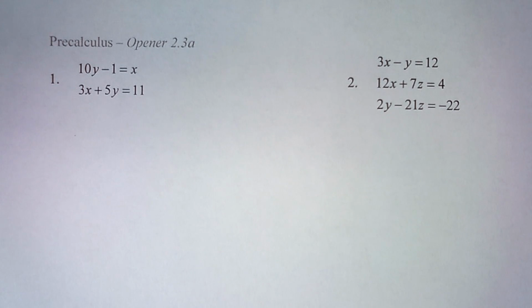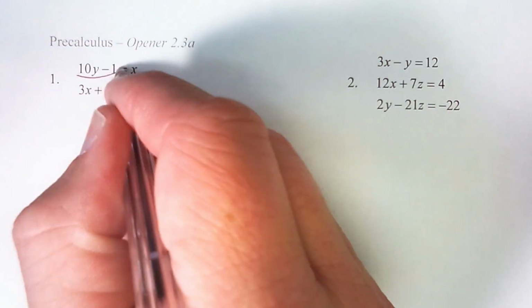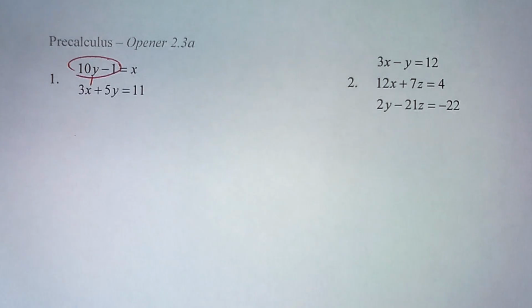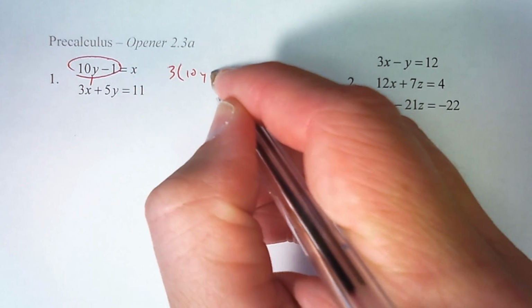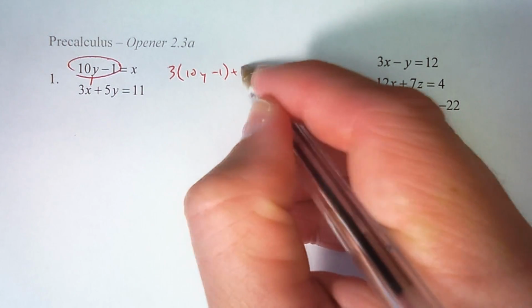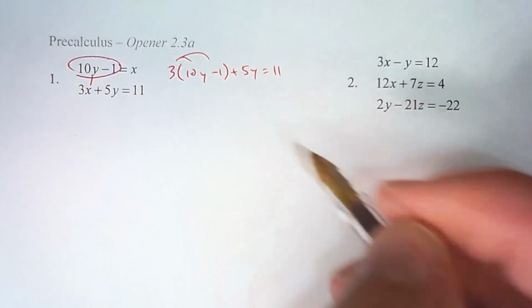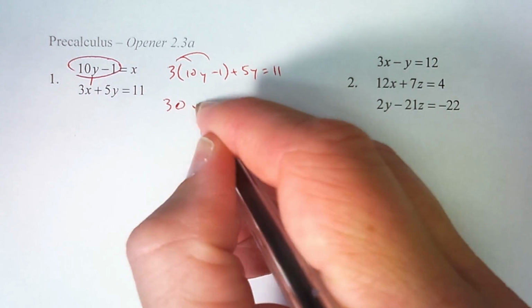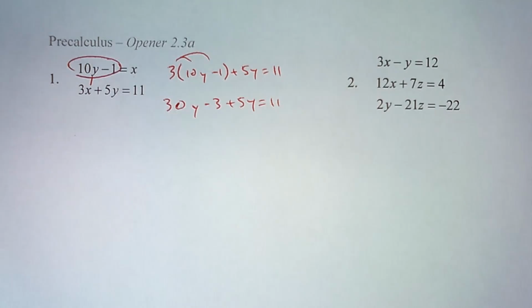We'll go ahead and finish up this lesson with some practice on systems of equations. We really want to keep this skill sharp, so here we go. So here I've got x equals. So I'm going to go ahead and take what x equals and substitute it right there. So I've got 3 times 10y minus 1 plus 5y equals 11. And I will distribute the 3. 30y minus 3 plus 5y equals 11.